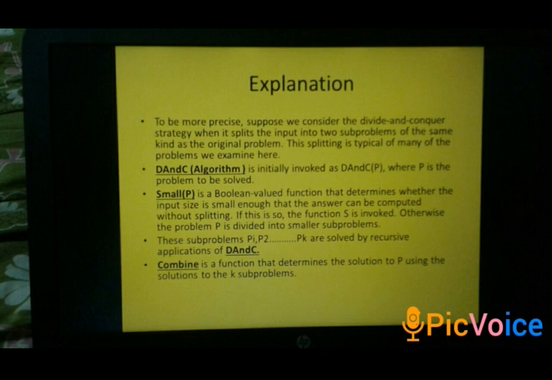Then finally Combine. Combine is a function that determines the solution to the problem using the sub-solutions to the k subproblems. So here two things are used, Small(P) and Combine. Small(P) is used so that if the problem is small, we directly get the solution. Otherwise, we divide the problem into smaller subproblems. Then Combine is a function where the solutions of the smaller subproblems are combined to get the final solution. So this is the general method of the divide and conquer algorithm. Thank you.